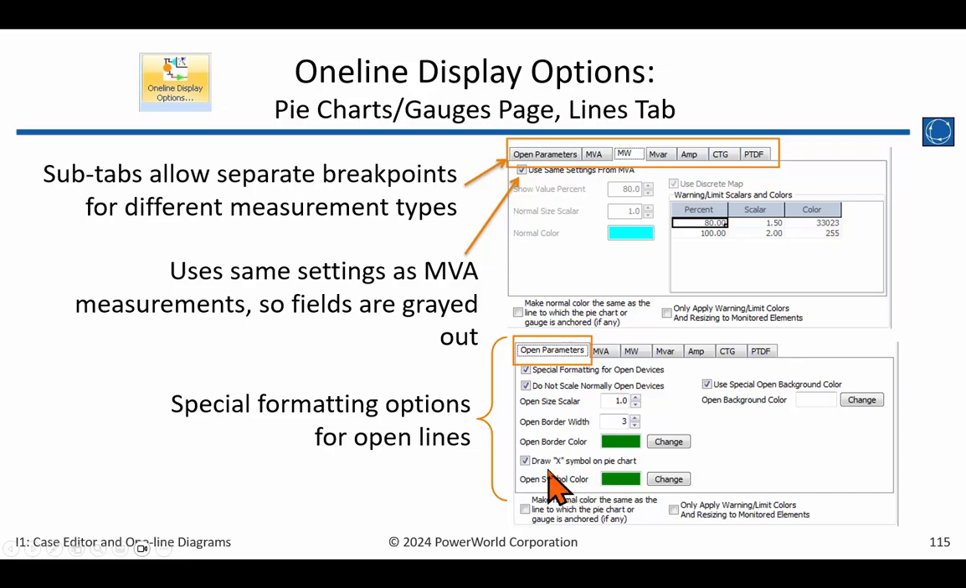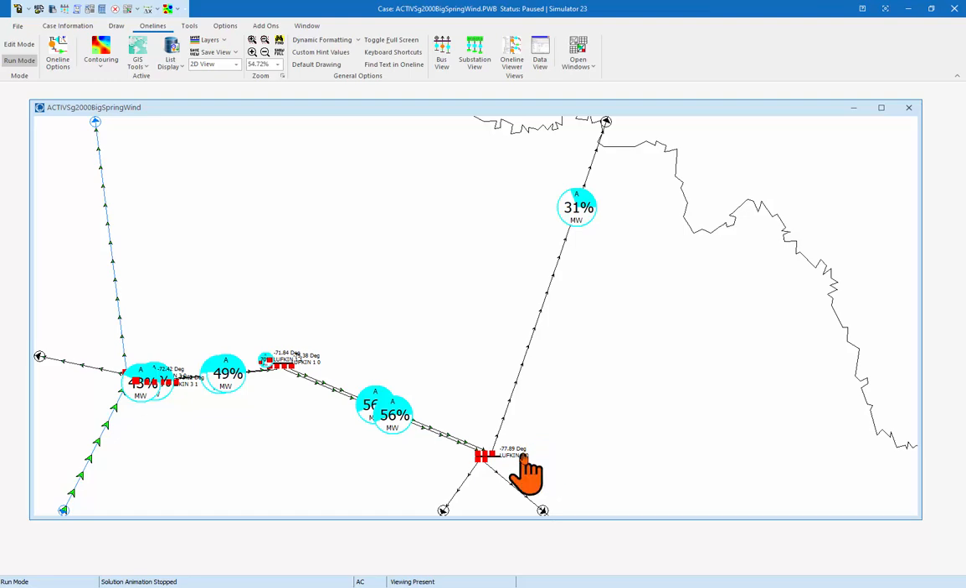But if we go back to Simulator and, for example, we open a transmission line, then we'll see that behavior shown in the pie chart where it's green and it's got an X through it. So again, you can customize that if you want. I think most users just kind of leave the defaults for that.